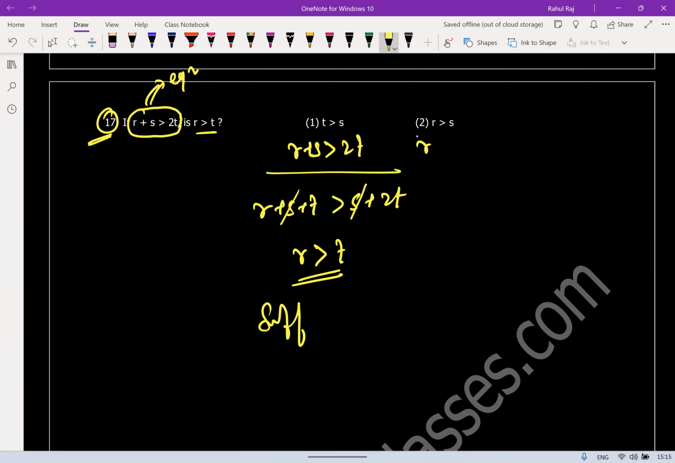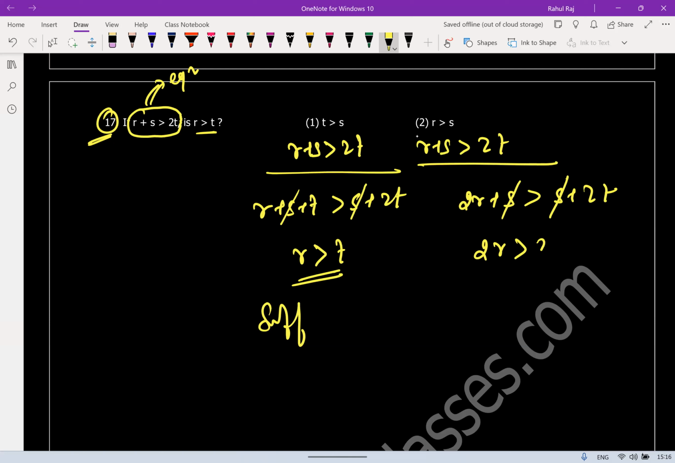Now, second is again the same thing. R plus S is greater than 2t. It is given to me in the information. So I'll add this. I've got 2R plus S greater than S plus 2t. S cancels out. 2R is greater than 2t. 2 cancels out, R greater than t. Sufficient. So my answer should be D to this. Right? Any problem here?